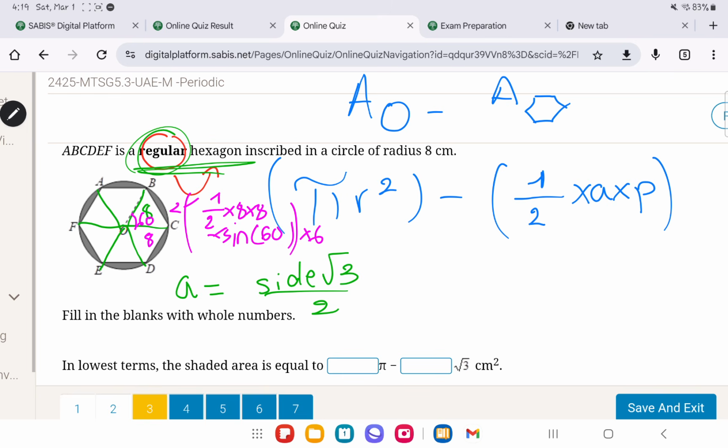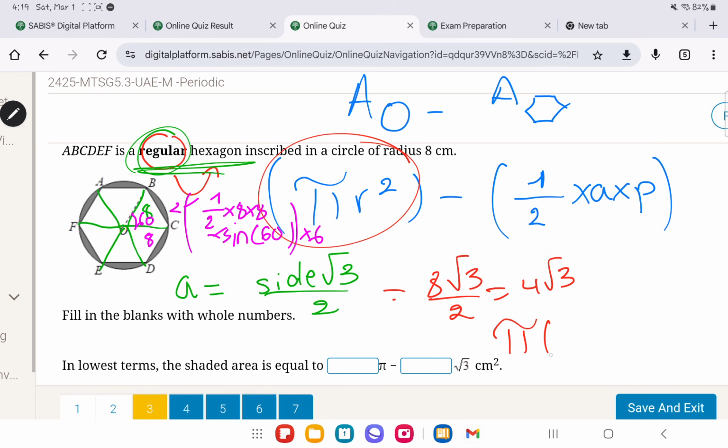But another way to do it, which is preferred by the school, is to find the apothem. So very simply, the apothem is equal to side radical 3 over 2. The side is 8, so it's equal to 8 radical 3 over 2, which becomes 4 radical 3. So now we have, first of all, the area of the circle, which is pi times 8 squared, minus 1/2 times the apothem, which is 4 radical 3, times the perimeter.